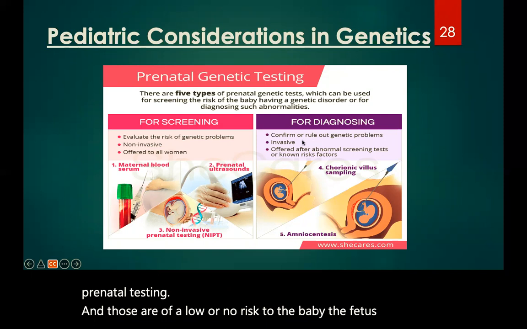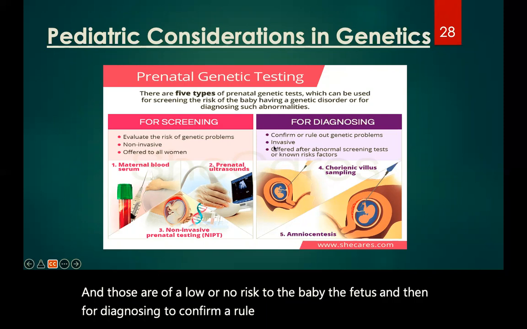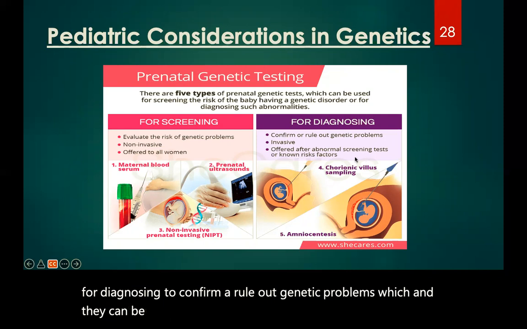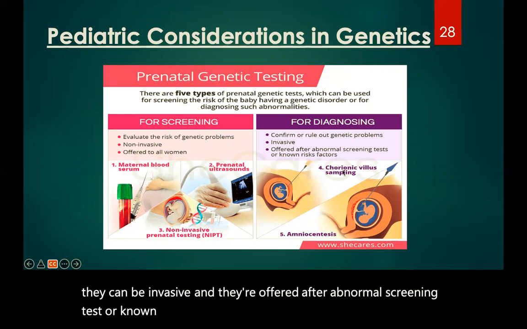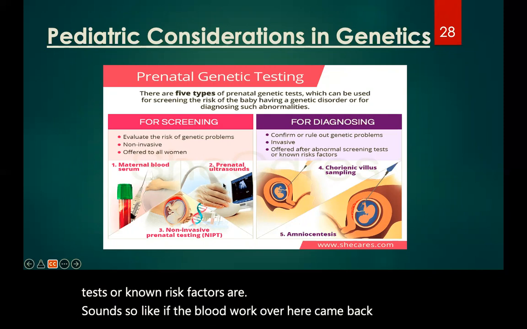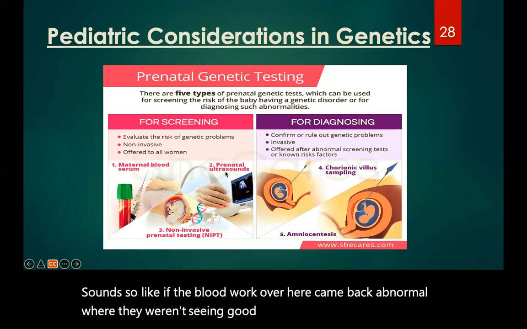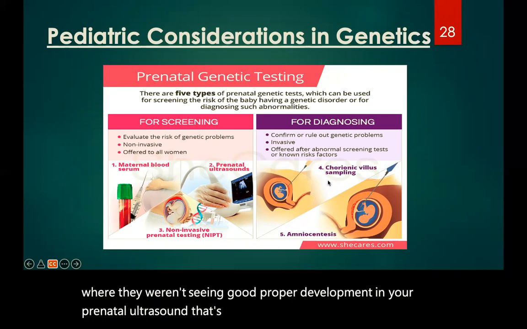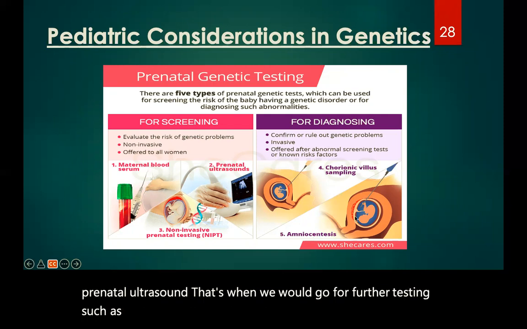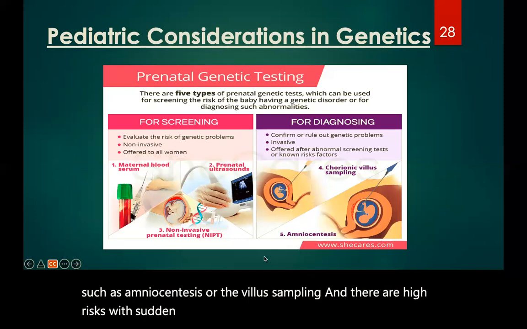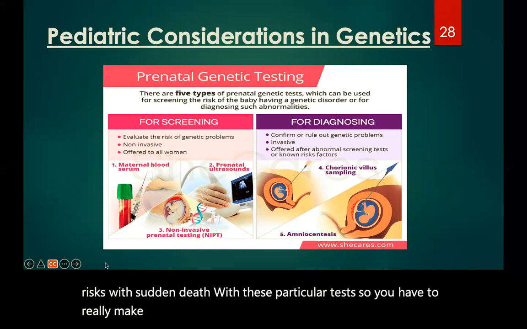And then for diagnosing, to confirm or rule out genetic problems, and they can be invasive, and they're offered after abnormal screening tests or known risk factors are found. So like if the blood work over here came back abnormal, or they weren't seeing good proper development in your prenatal ultrasound, that's when we would go for further testing, such as an amniocentesis or the villus sampling. And there are high risks with sudden death with these particular tests. So you have to really make sure the mother and the father are aware and consent to these tests, depending on the reasons for them.